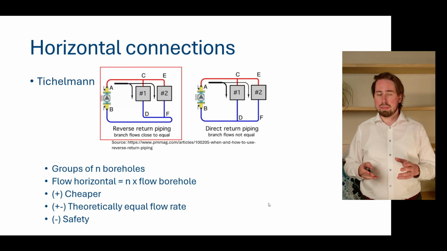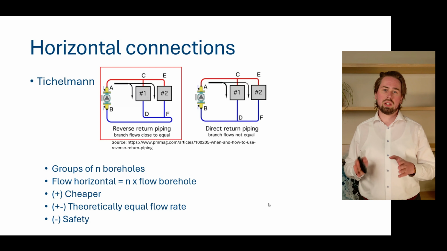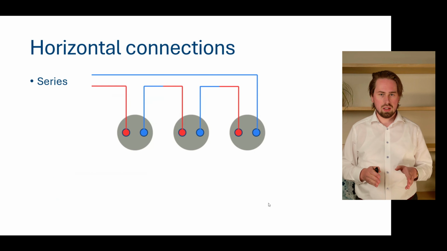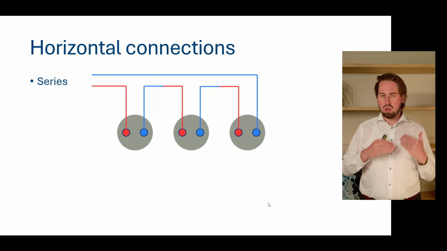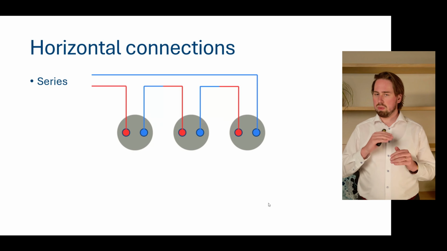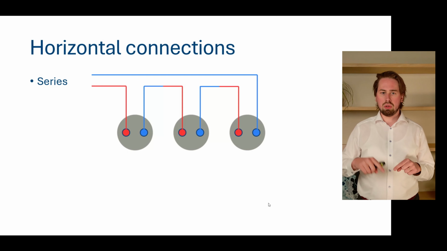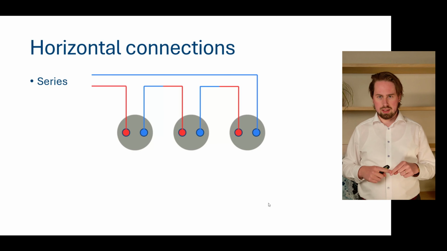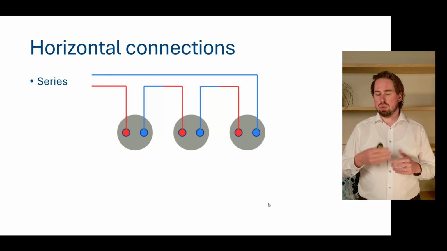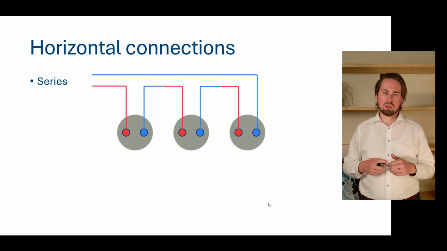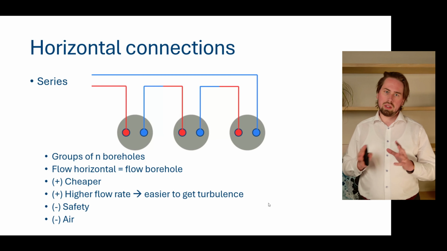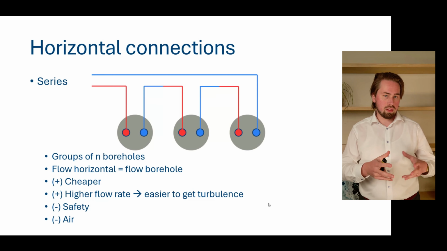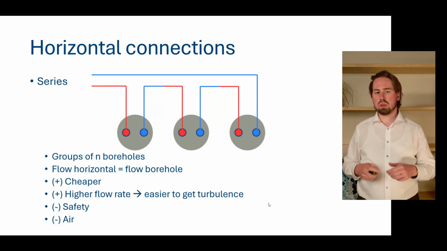And the last option, besides direct connection, parallel connection, and Tickelman connection, is connecting the boreholes in series. And this you see here. What this means simply is you come from your manifold with a pipe, you go into your first borehole, out, and again into the next. And this you do for a number of boreholes, typically 2 or 3, and then you go back. So again, here we're grouping the boreholes in groups of n.